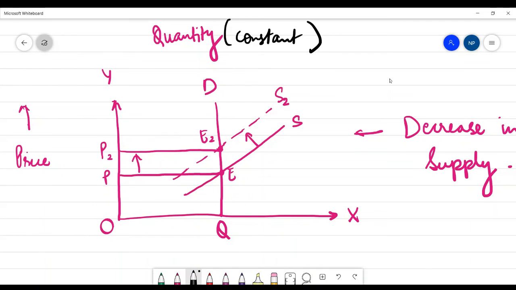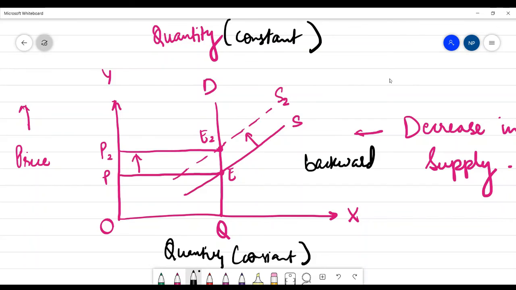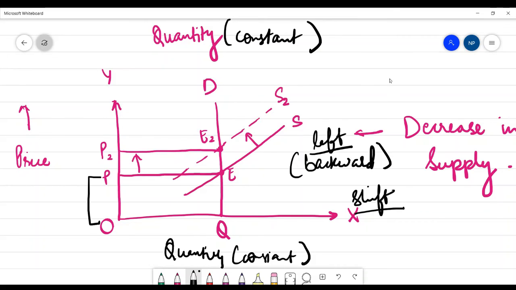Now what do we see again in a decrease in supply? The quantity remains constant. The price increases from P to P2. So we see a backward shift, shifting towards the left hand side. Over here we see that the price is increasing from OP to OP2.